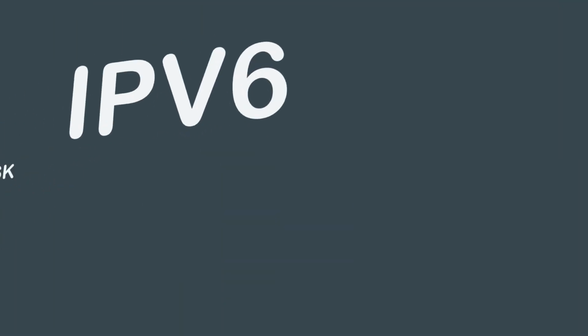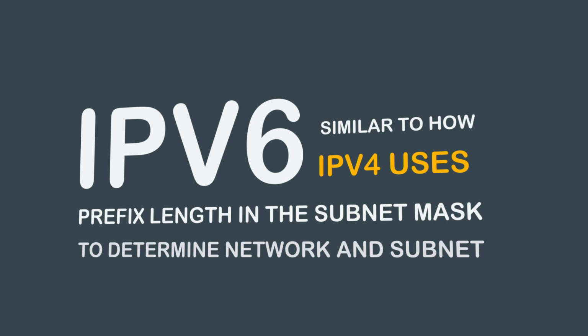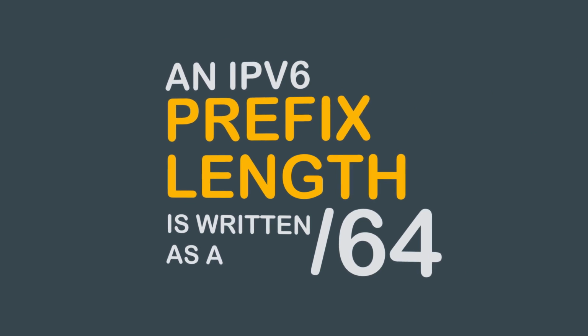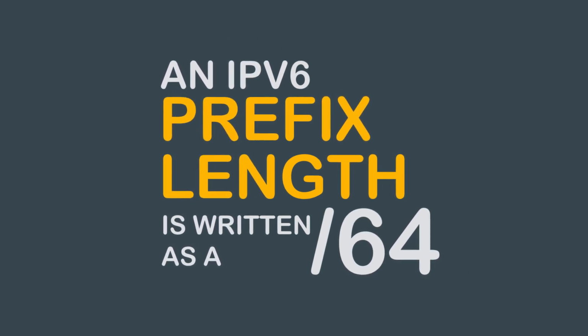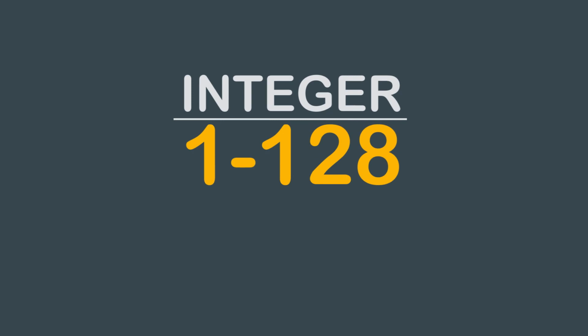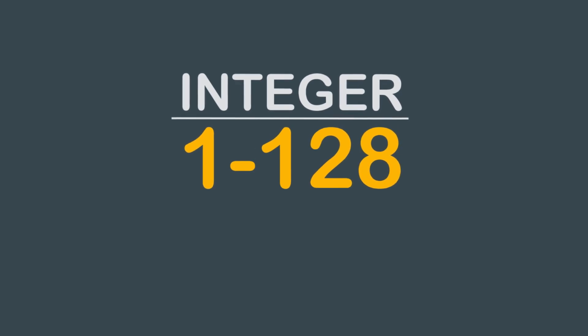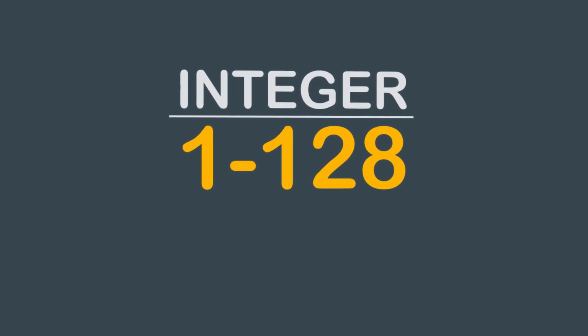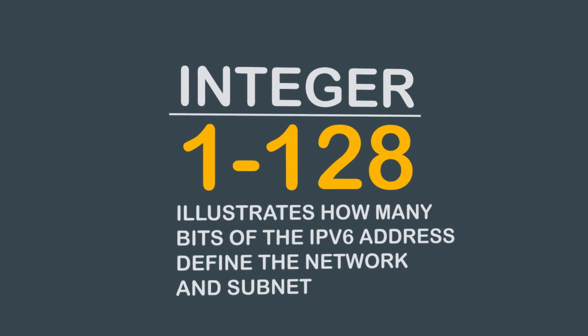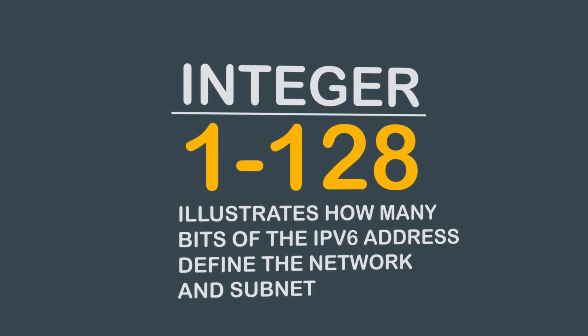IPv6 is similar to how IPv4 uses the prefix length in the subnet mask to determine network and subnet. An IPv6 prefix length is written as a slash followed by a decimal number. The prefix length, which will be an integer between 1 and 128, illustrates how many bits of the IPv6 address define the network and subnet.